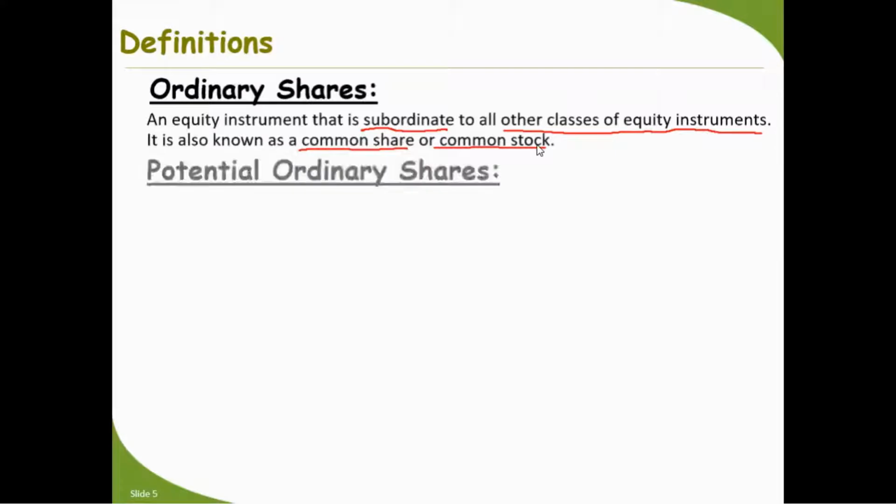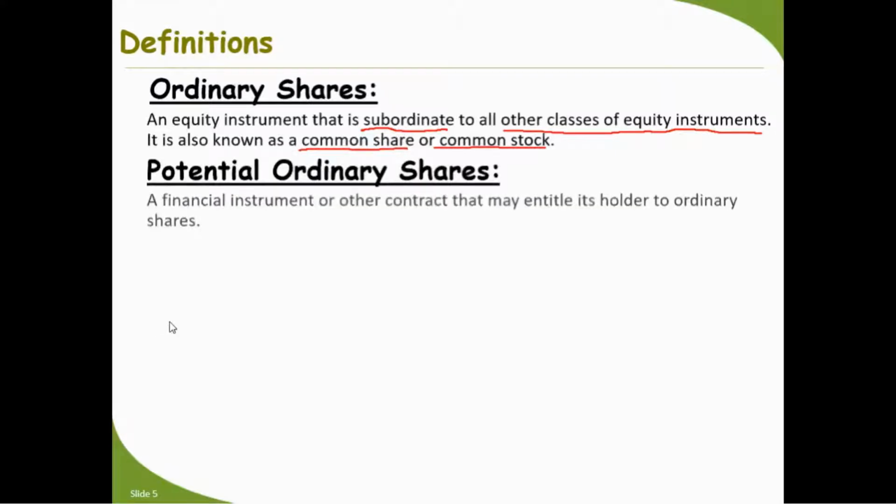Then potential ordinary share: a financial instrument or other contract that may entitle its holder to ordinary shares in future. So any financial instrument or any contract that will give the holder the right that he may be entitled to ordinary shares in the future is called a potential ordinary share. Then dilution.